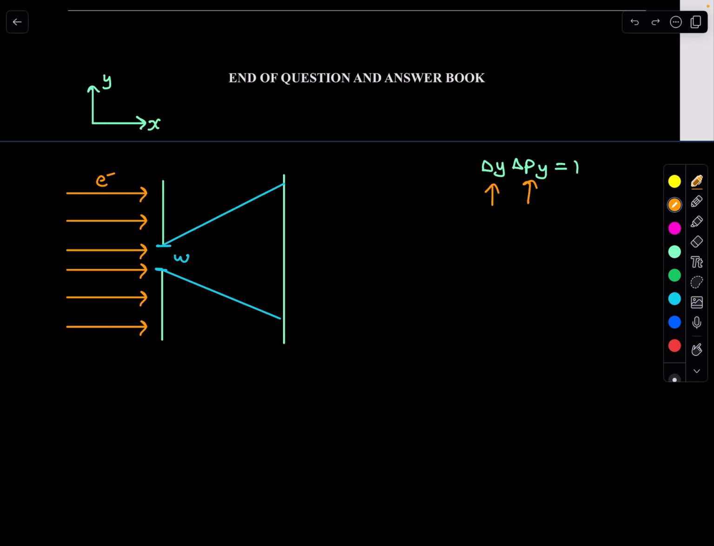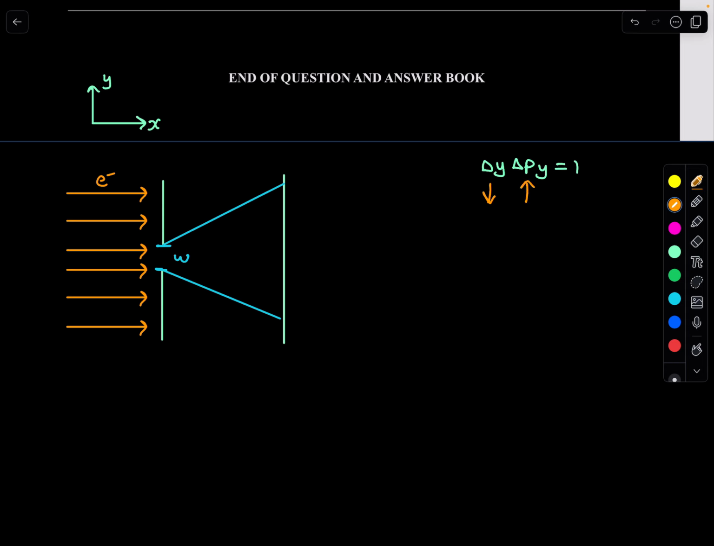You have reduced the uncertainty in the y position, in that y direction. What you've done is decreased it, because we are certain that some are going to pass here. So we've decreased the uncertainty in the y direction. Imagine you decrease it in that y direction. What would this do?